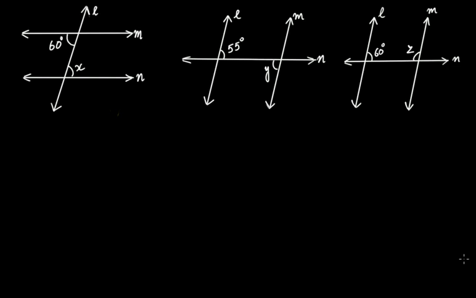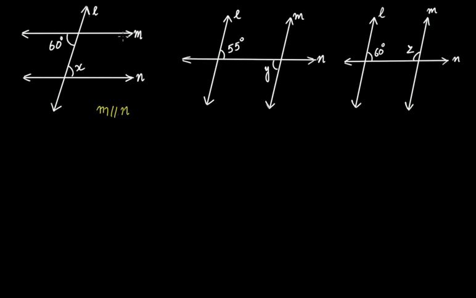We have some problems here to solve, and it is based on transversal to parallel lines. In all these cases, you have to find the value of variables here. So in this first figure, M and N are two parallel lines, and this line L is the transversal for these two parallel lines. You have to find this value of X.